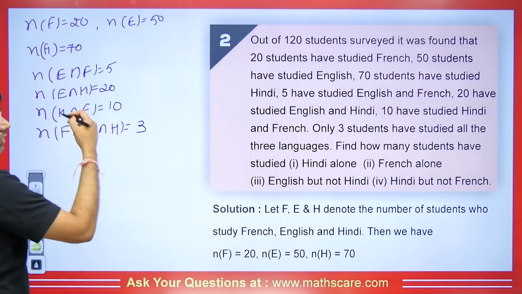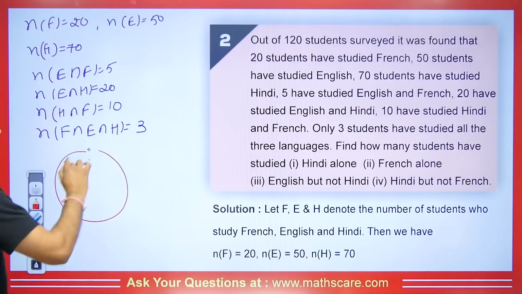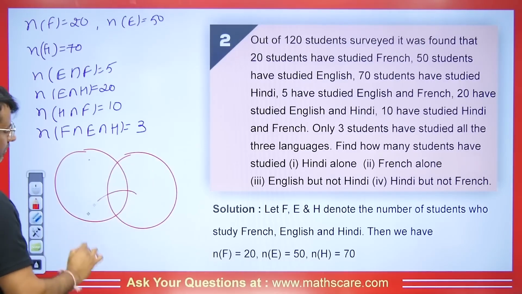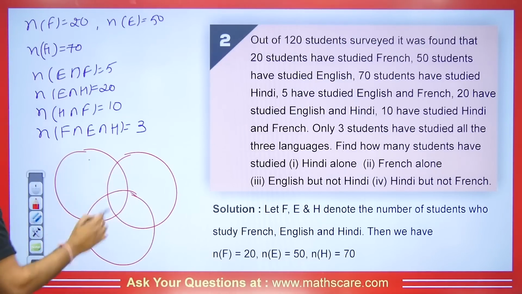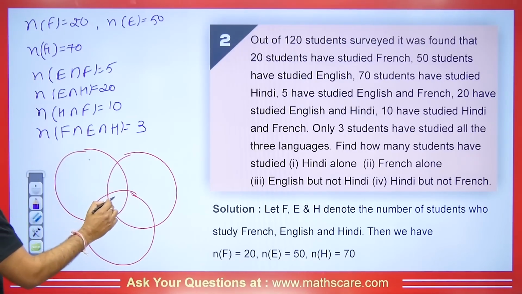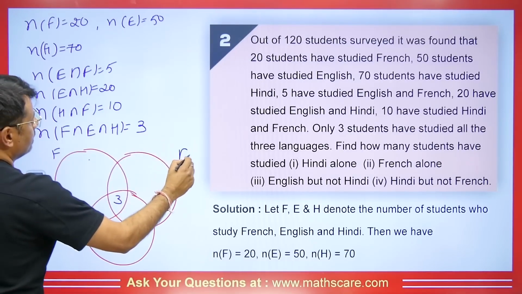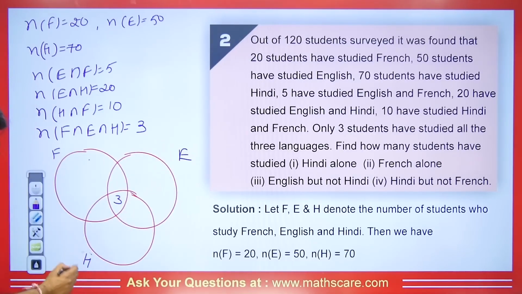Let us understand this with the help of a Venn diagram. Using a Venn diagram, we start by placing this data, which will make it clearer, and we can answer the questions individually. For the Venn diagram, we will consider the 3 students who study all 3 languages at the intersection. Similarly, this will be French, this will be English, and this will be Hindi. This will make it easier to understand.